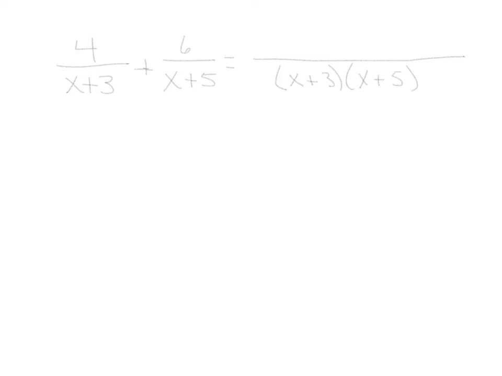Now, what we have to do is multiply our numerator and denominator by the same factors. So for the first one, x plus 3 we already have. So what's missing is the x plus 5. So let's multiply our 4 times the x plus 5. For our second fraction, we have an x plus 5 in the denominator. What's missing is the x plus 3. So let's multiply the 6 times the x plus 3.